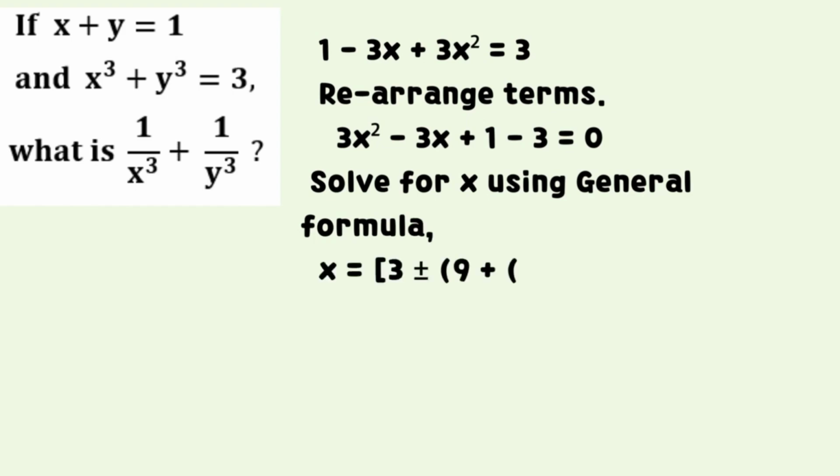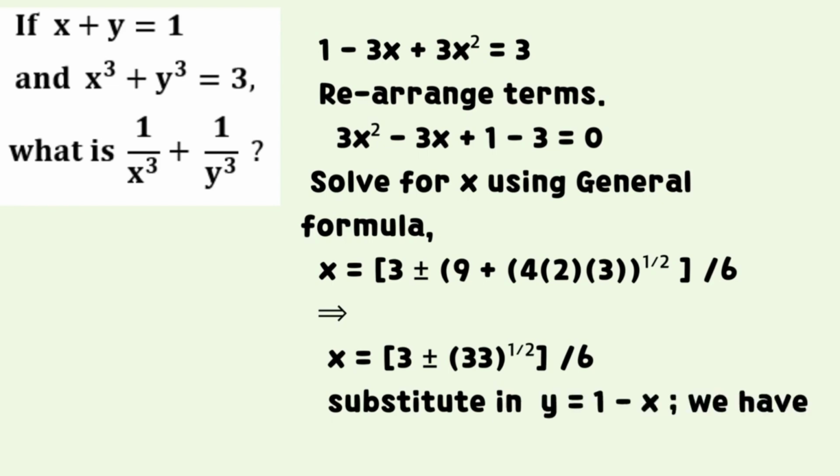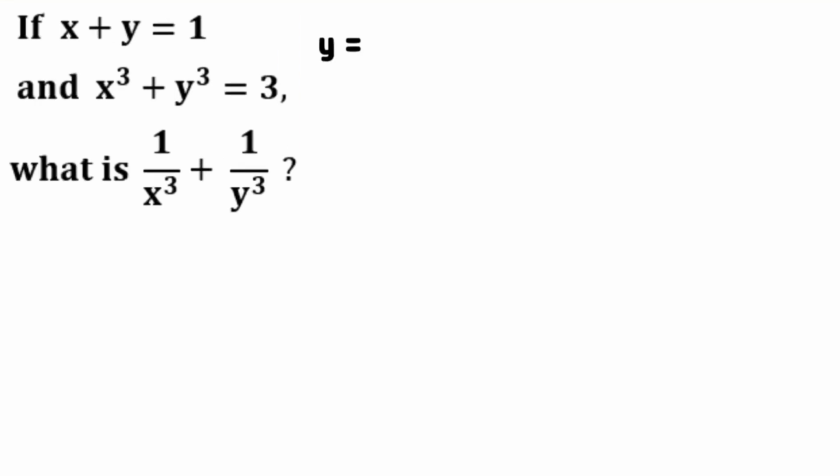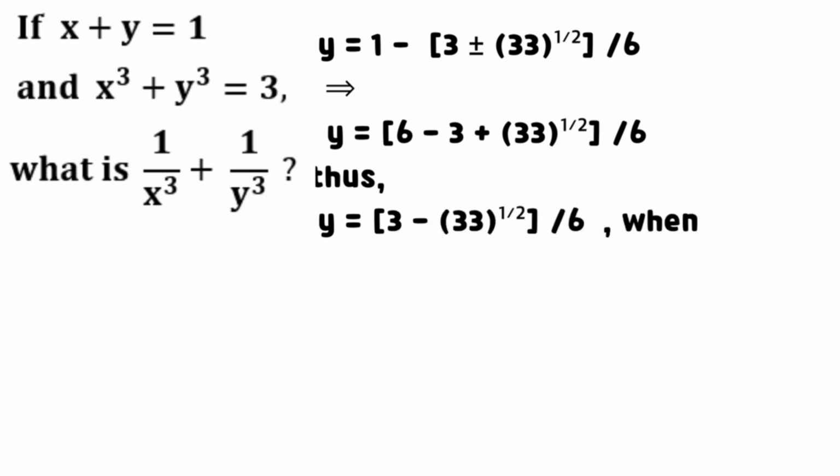Rearrange terms as shown on the screen. Solve for x using the general formula. x equals 3 plus or minus the square root of 33 all divided by 6. We have y equals 1 minus 3 plus or minus the square root of 33 all divided by 6.